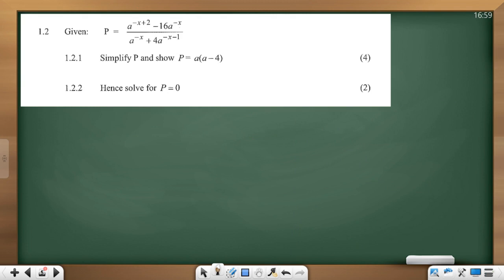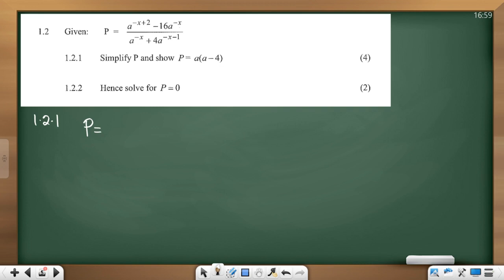All right, this looks like playing around with a lot of algebra. Given that P equals that, simplify P and show. Let's see, what is this examiner up to? The first thing I notice is, guys, there is no x in my answer. So I've got to get rid of the x.